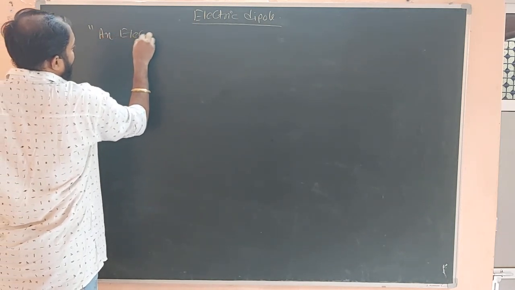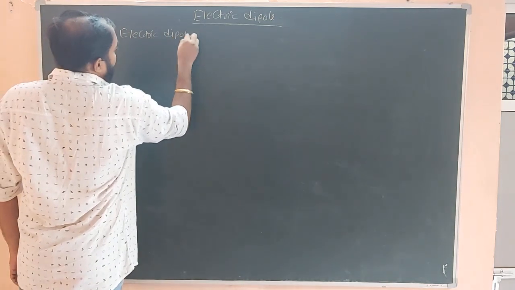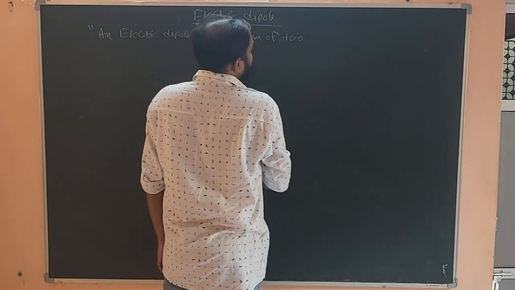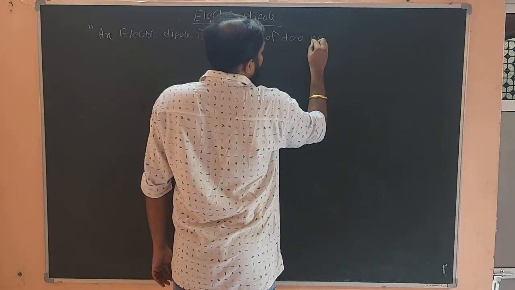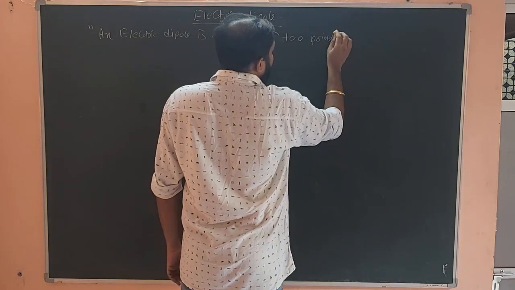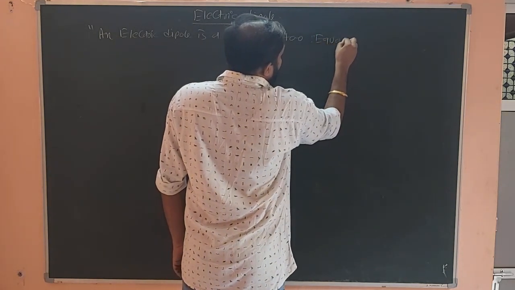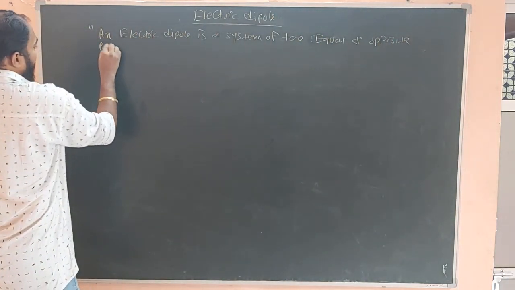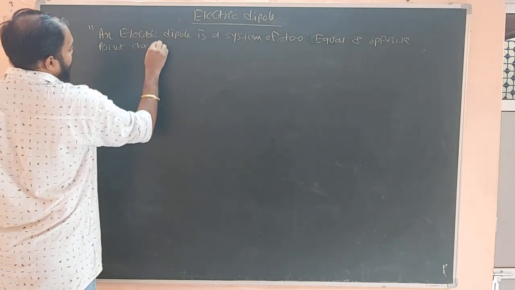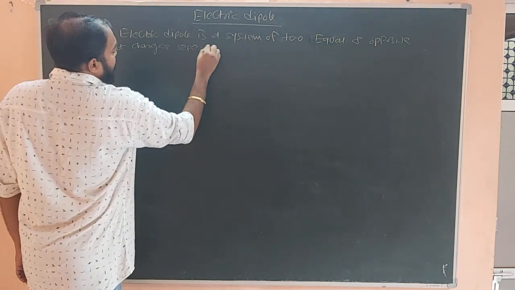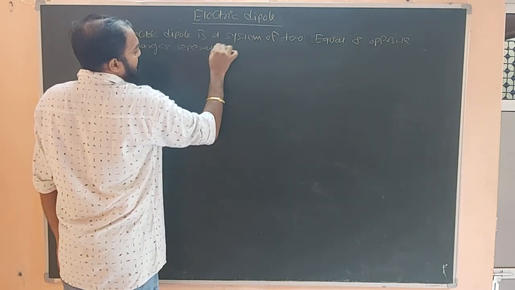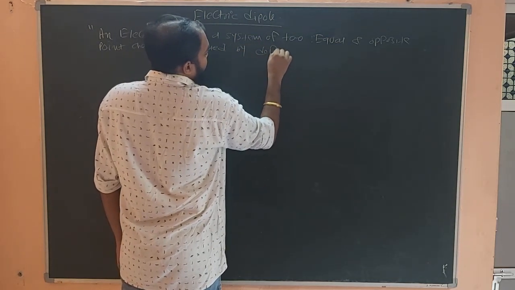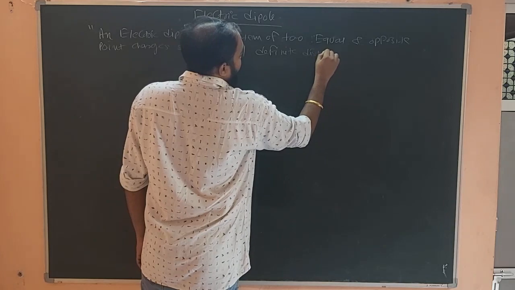An electric dipole is a system of two equal and opposite point charges separated by a definite distance.